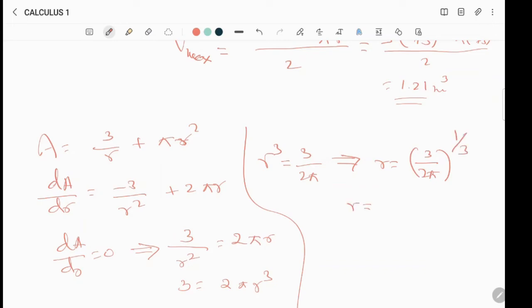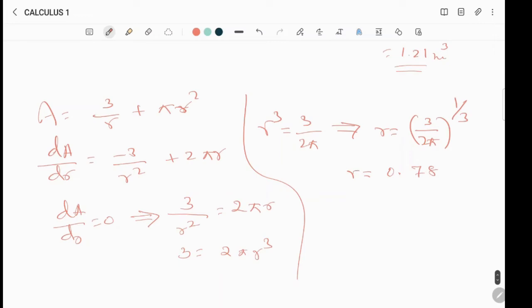And now we can use calculator. Which is 3 over 2 pi to the power 1 over 3. I got 0.7815. So 0.78 we can write.